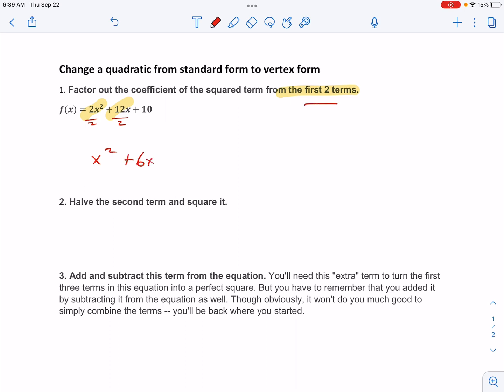And again, it's only out of the first two terms that you do this. The 10 stays the same. The 2 doesn't go away. It's still there. It's just factored out into the front of the problem.